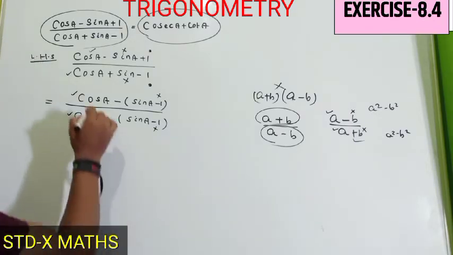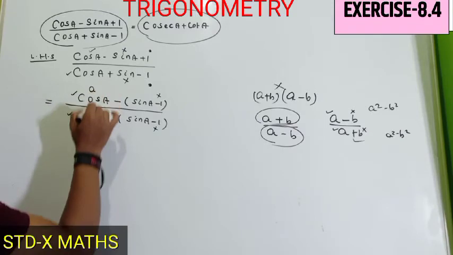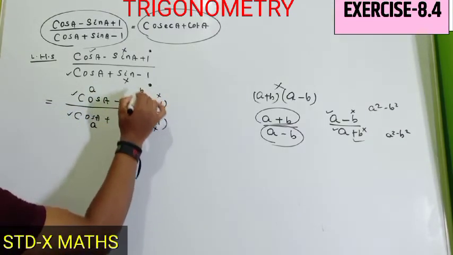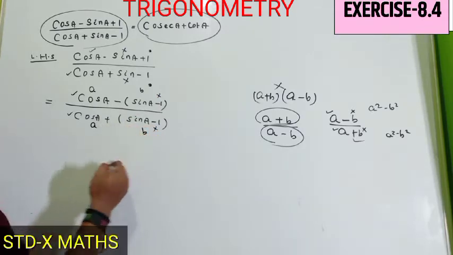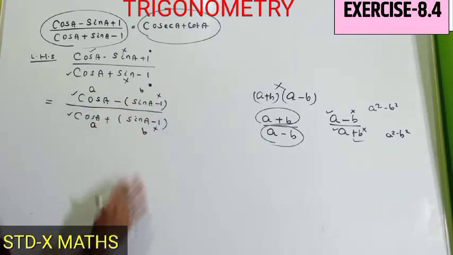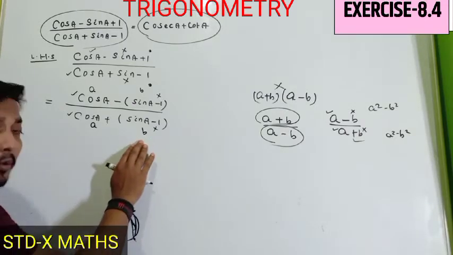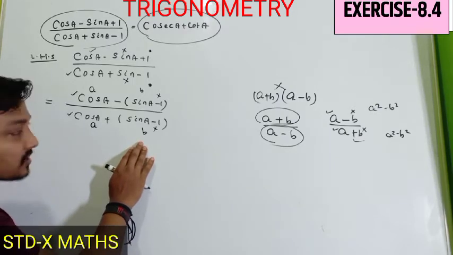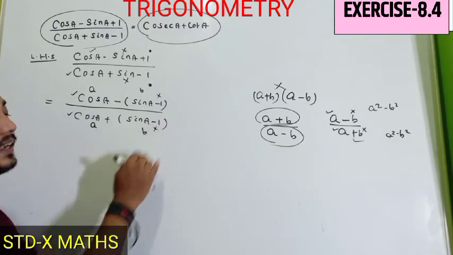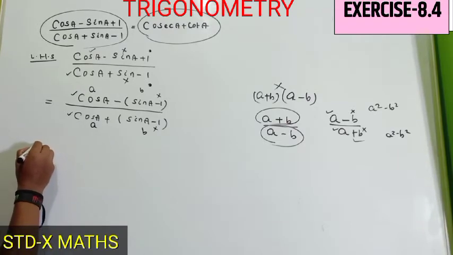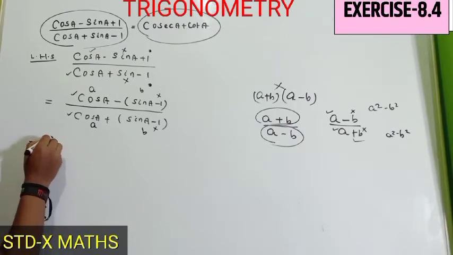Just like this, this one is a, this one is a, and this total one is b, and this total one is b. So this is in the form of a minus b divided by a plus b. And to make the denominator a square minus b square with a plus b, I need to multiply by a minus b. So once again writing, see it carefully.